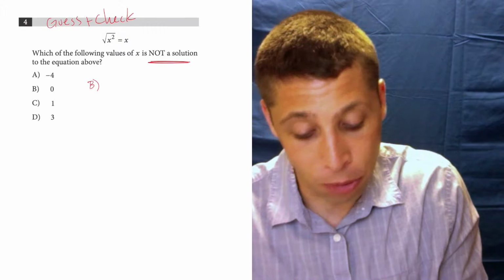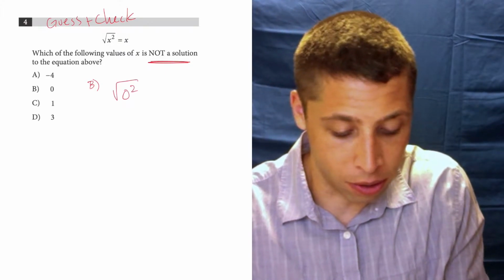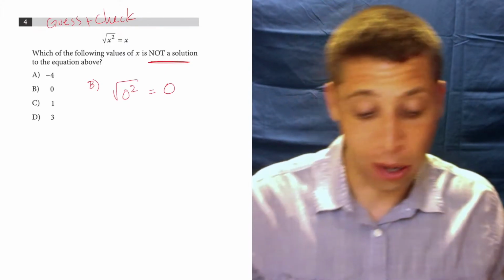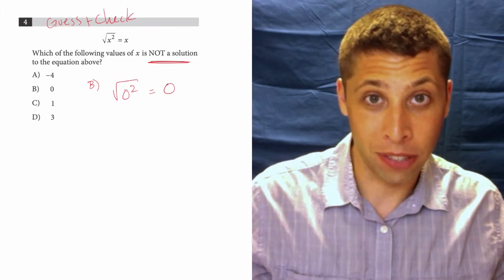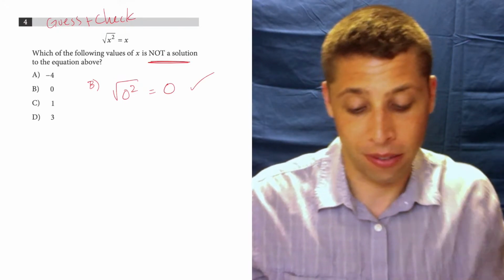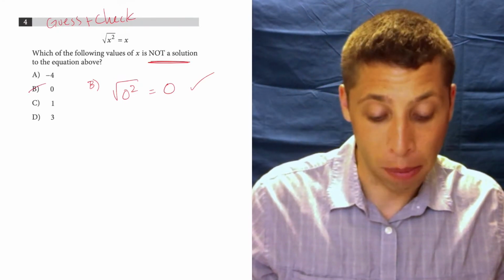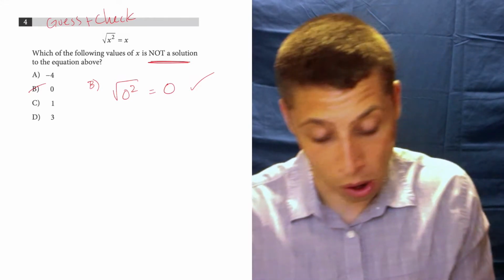I would be kind of lazy here and do the most obvious things first. So I would do B, and I would see that 0 squared is 0, and the square root of 0 is 0. So this checks out. This is fine. I can see that with no problems, right? So it is a solution, so it's wrong.